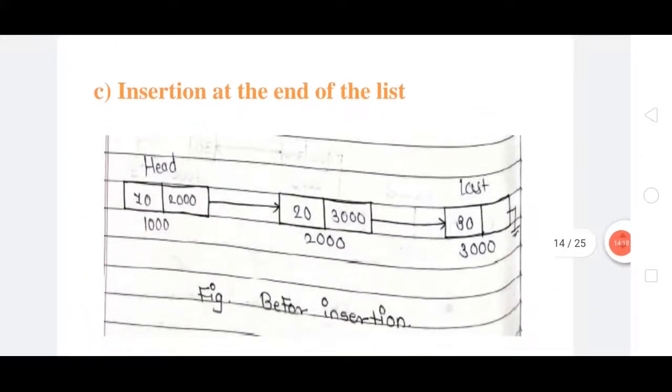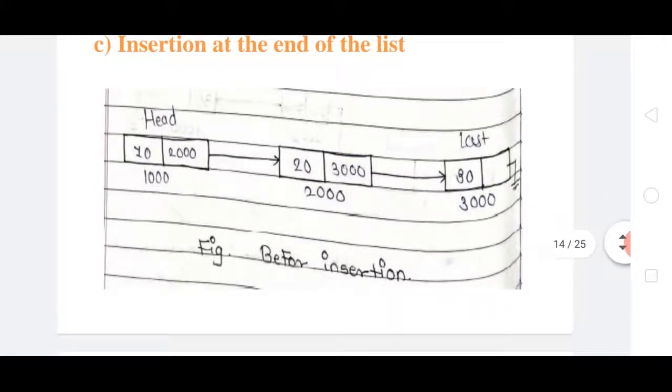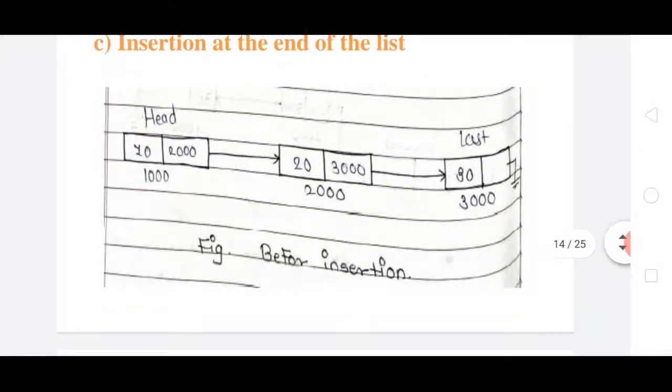The last situation is insertion at the end of the list. Means that if you want to insert a new node in the list at the end. Now see carefully in the figure, the name of the figure is before insertion. The figure contains three nodes. The first node contains element 10, the second node contains element 20, and the last node contains element 30.